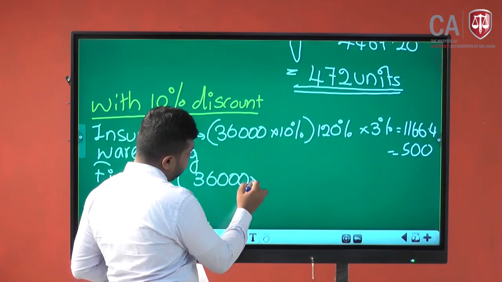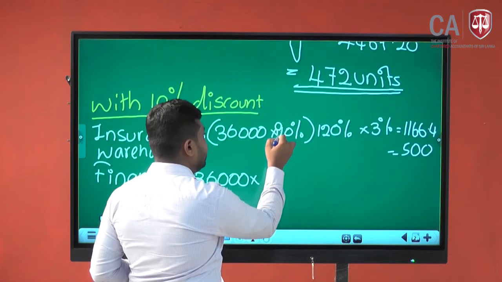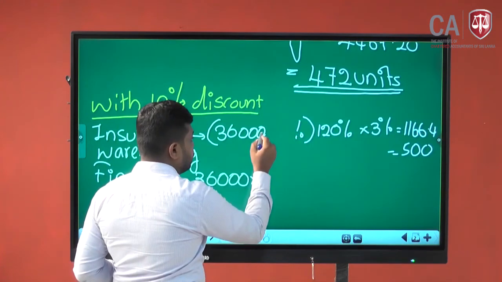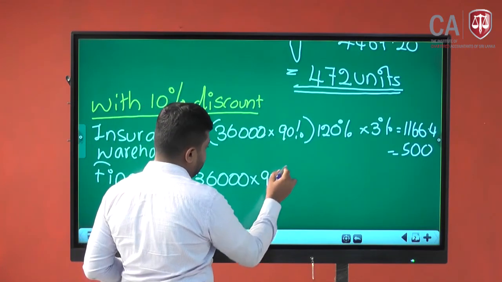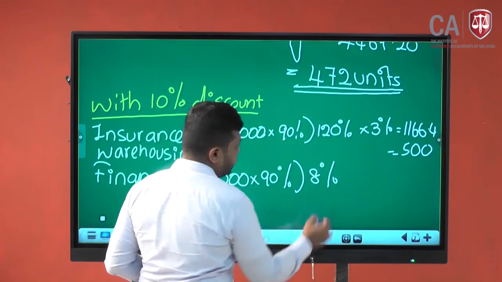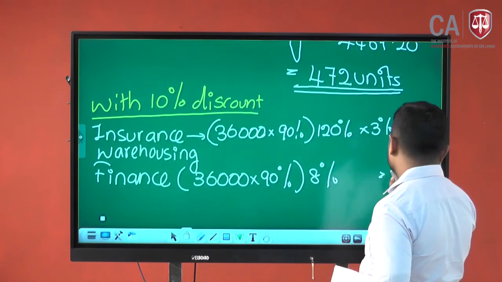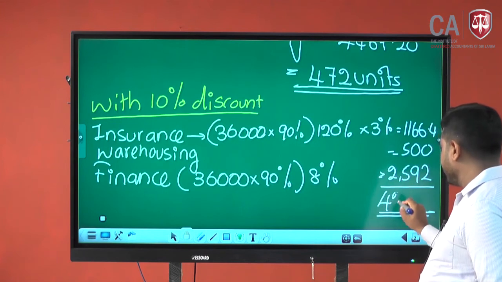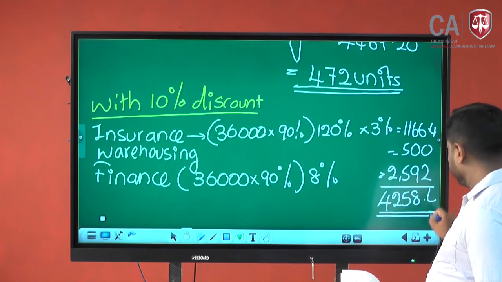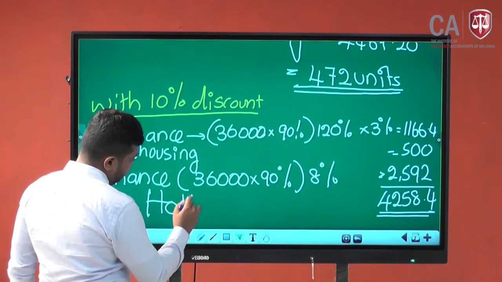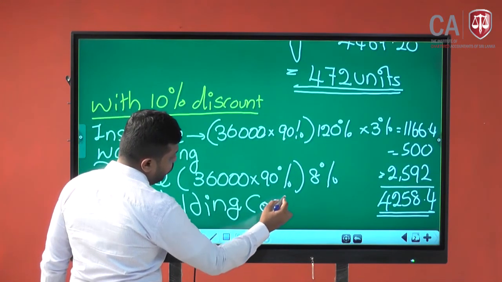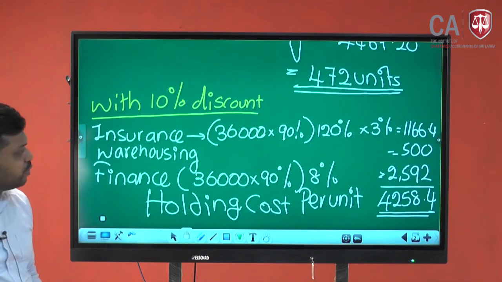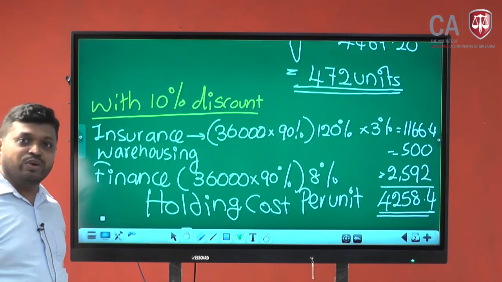The finance: 36,000, you will receive a discount, so this should be 90%, right? 10% discount. 36,000 into 90%, into 8%. That is the working capital charge, 2,592. Total value, 4,258.4. That is the holding cost per unit. Holding cost per unit is 4,258. Now the holding cost changed, ordering cost remains the same.